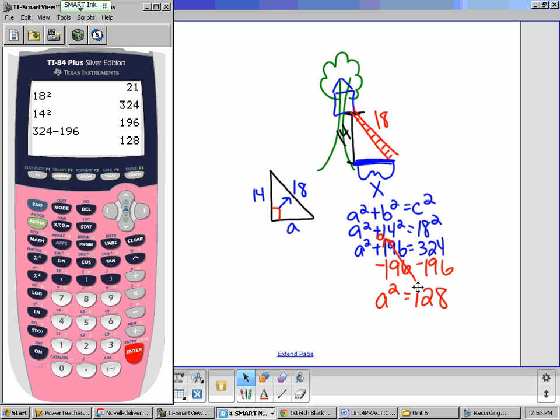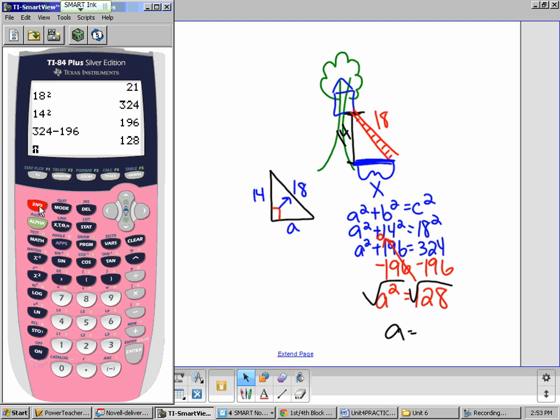What do we have to do to get it to be by itself? Yeah, square root. So we take the square root of both sides. The square root of a squared is a. And the square root of 128 is, hold on a second, I put an extra negative in there. The square root of 128 is 11.3137.